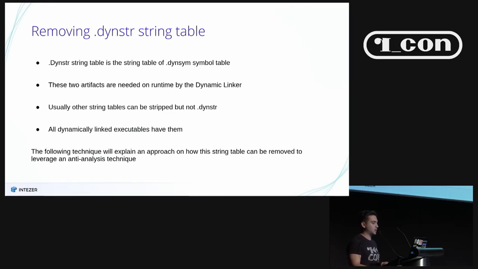DT_STRTAB is a string table from the DT_SYMTAB symbol table, and these two artifacts cannot be removed in a dynamically linked binary, because if they are, the binary just won't run. I'm pretty sure the linker has some checks in order to not have an actual crash, to just say it can't run this. Usually other string tables like .strtab or .shstrtab can be removed because they don't even get loaded to memory, but that's not the case with DT_STRTAB.